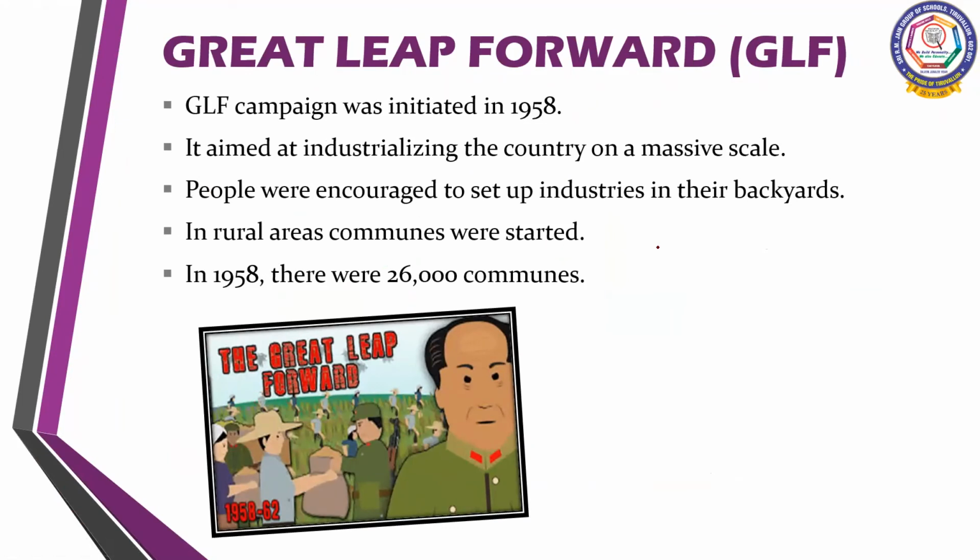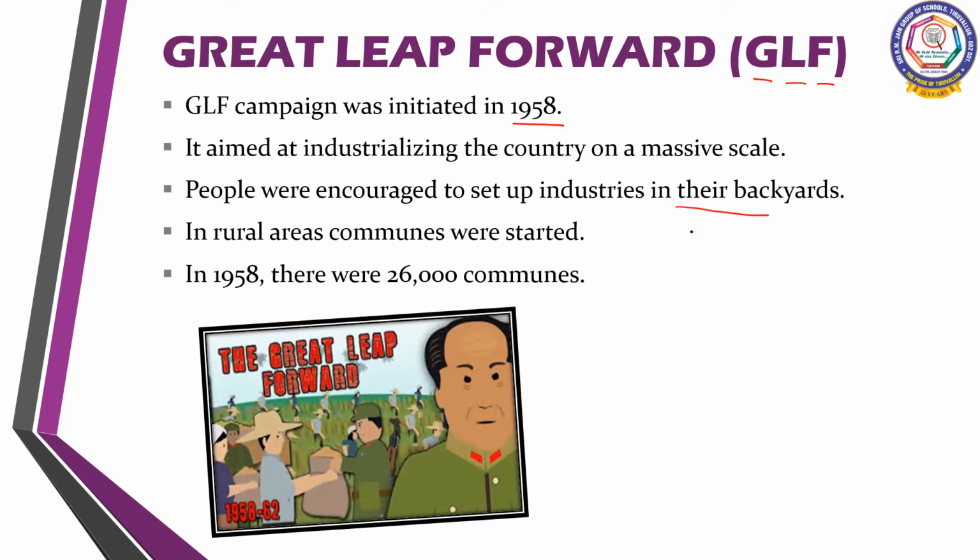The Great Leap Forward (GLF) was initiated in 1958. It aimed at industrializing the country on a massive scale. People were encouraged to set up industries in their backyards. It is a campaign to create awareness among the people that they can play a significant role in the process of GDP. This program was initiated to transform China from an agrarian economy to a modern economy.